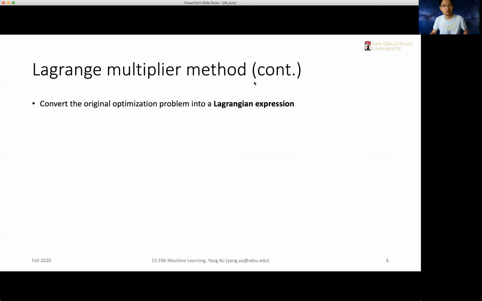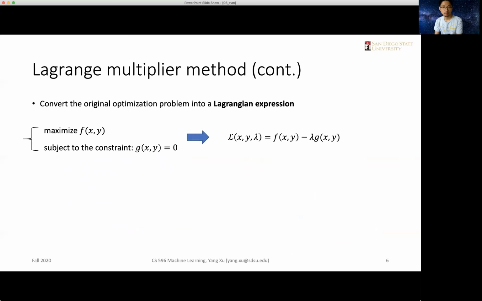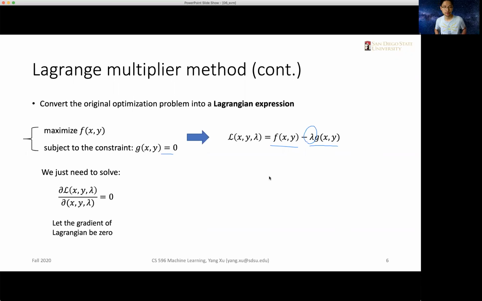All right, let's continue with this Lagrange multiplier. Now we have converted the original problem into a Lagrangian expression. We create a new variable, lambda, and use the f function, subtracting lambda times the constraint function. Our constraint is an inequality expression, so we just need to solve.